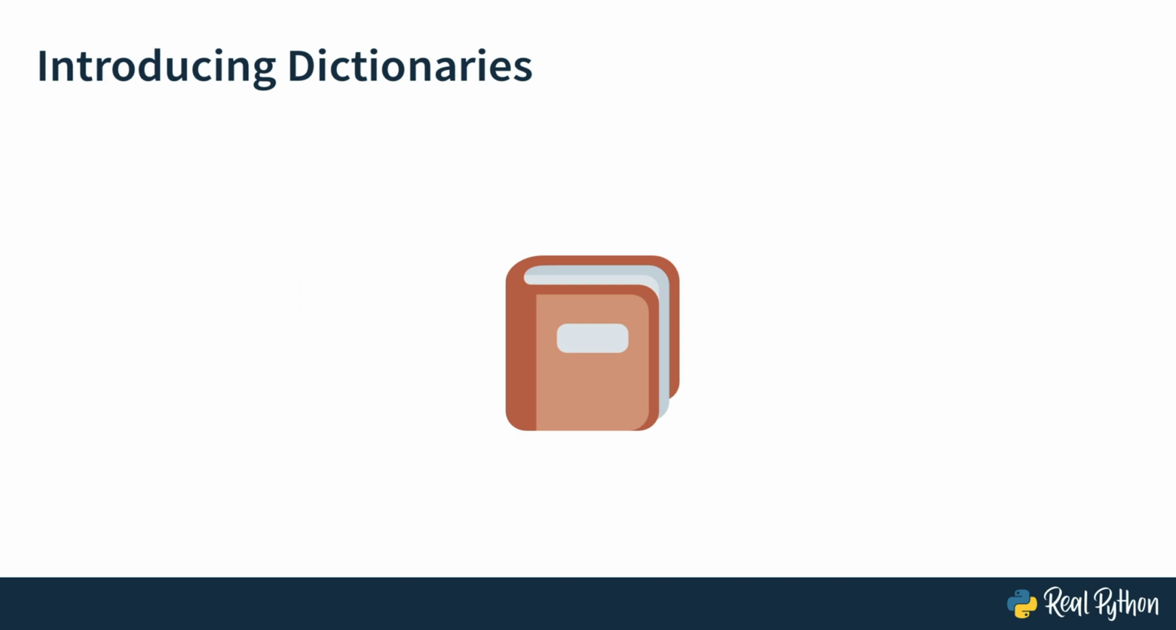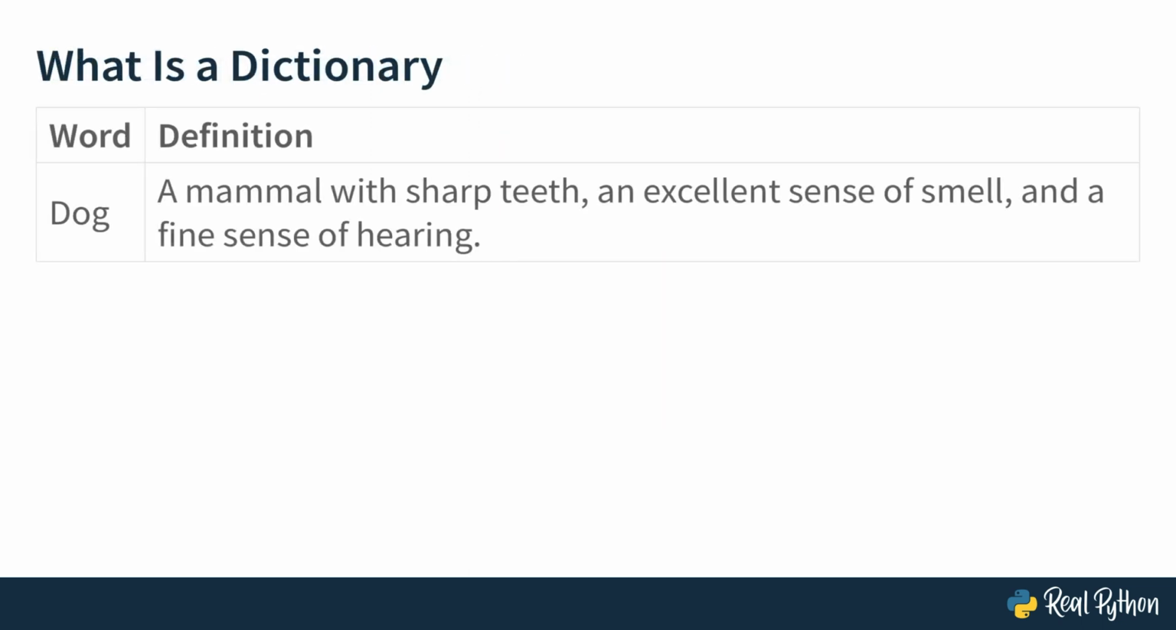The best way of introducing a dictionary is actually showing how to work with it. Still, I want to give a little bit more theoretical introduction to Python dictionaries. I promise this lesson is super short. In plain English, a dictionary is a book containing the definition of words. Each entry in a dictionary has two parts, the word being defined and its definition. So here you have the word dog and the definition, a mammal with sharp teeth, an excellent sense of smell, and a fine sense of hearing.